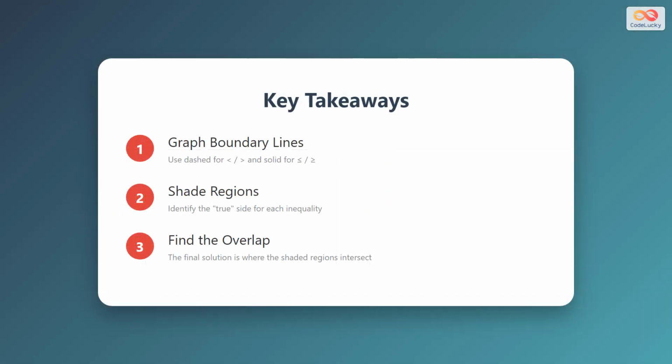To summarize, solving systems of linear inequalities involves three main steps. First, graph the boundary lines, paying attention to whether they should be dashed or solid. Second, lightly shade the correct region for each individual inequality. And finally, identify the area where the shadings overlap. That intersection is your final solution.